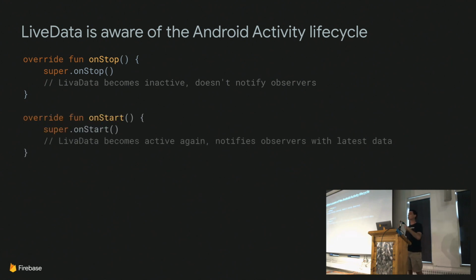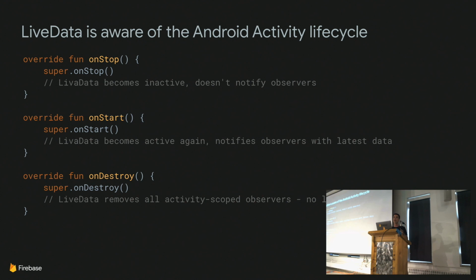But when your activity starts back up again, LiveData will become active and start notifying the observers again. And when your activity goes through its onDestroy, LiveData will clean up all those observers and eliminate everything, and everything can be garbage collected. So it's doing a lot of the grunt work of managing the activity lifecycle. All you do is attach observers to it. They're scoped to the activity, and they just work.